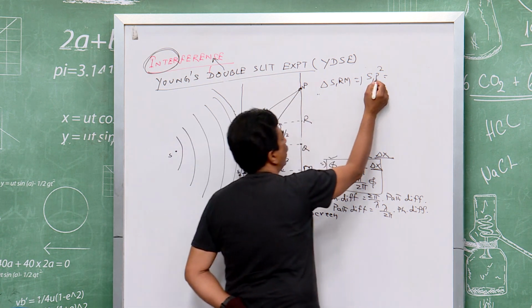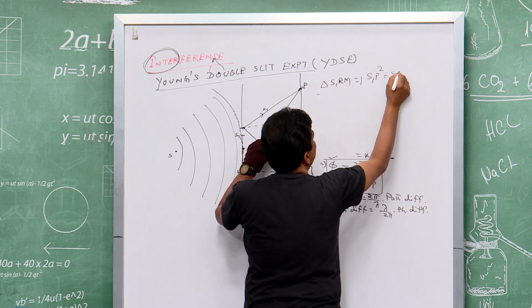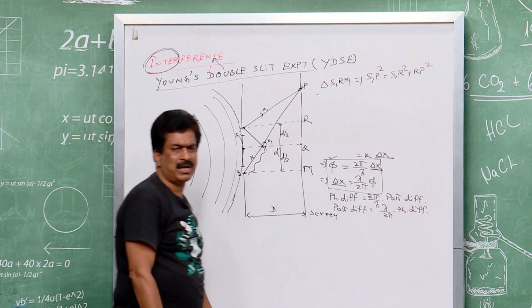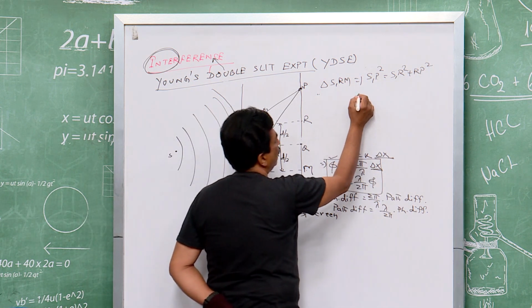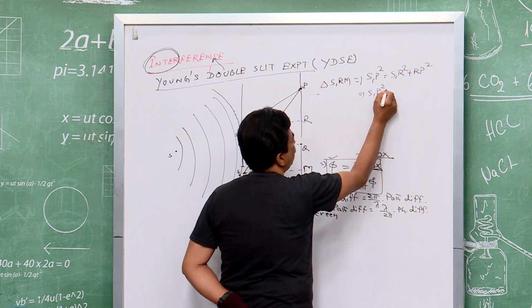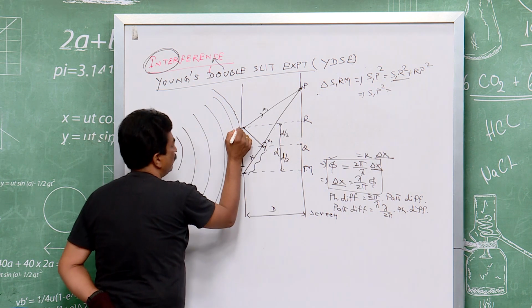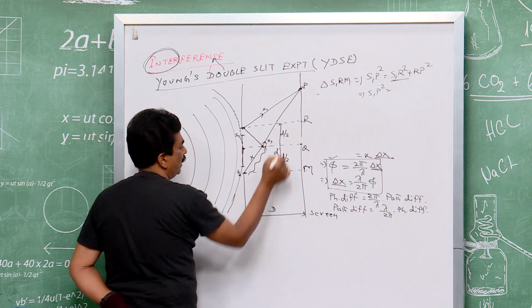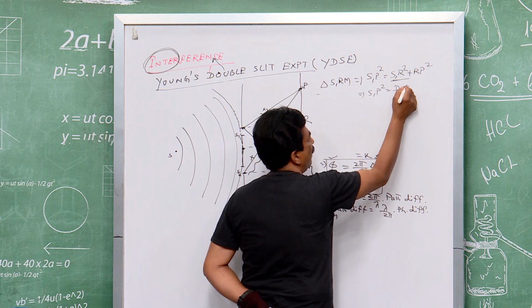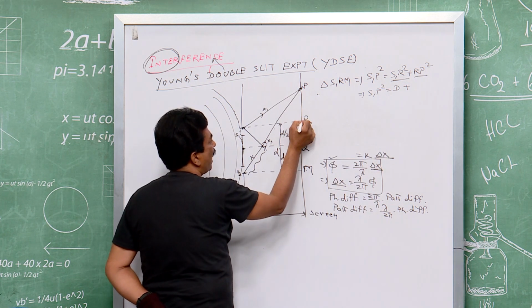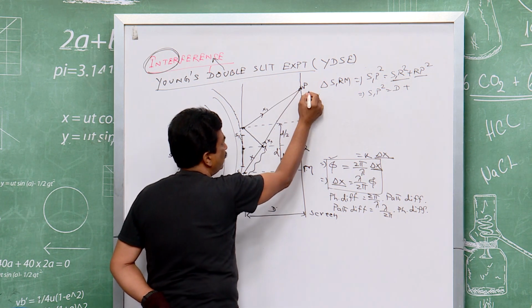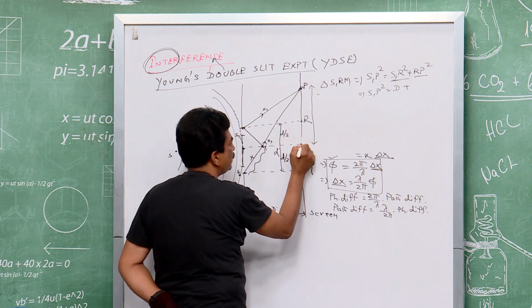The hypotenuse square is equal to S1R square plus RP square. So that implies S1P square is equal to S1R. You see S1R is nothing but the distance from slit to screen, that we have taken as capital D, plus RP. You see RP, it is the mid position of PQ, so this is RP, and this is PQ.